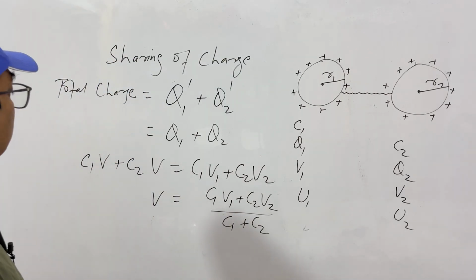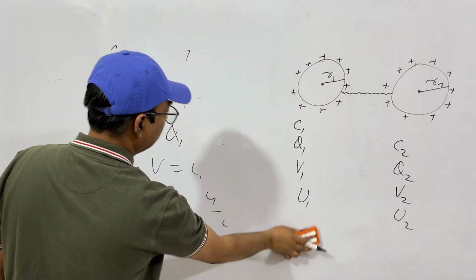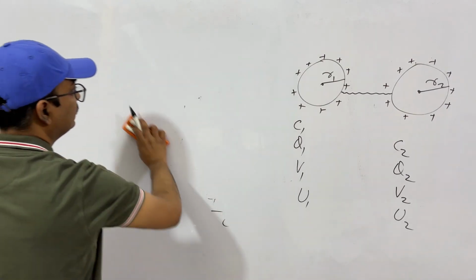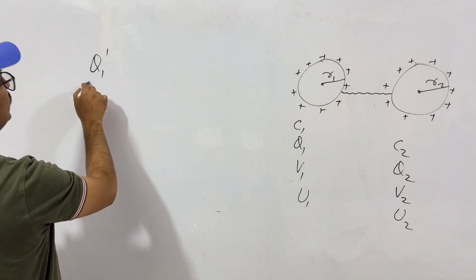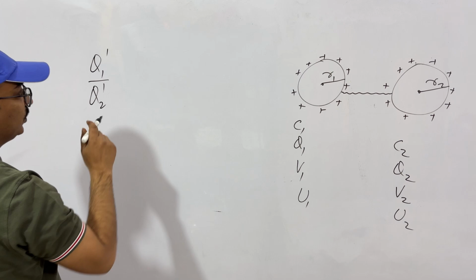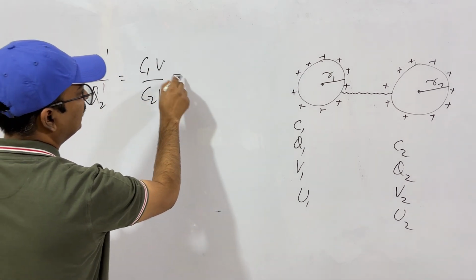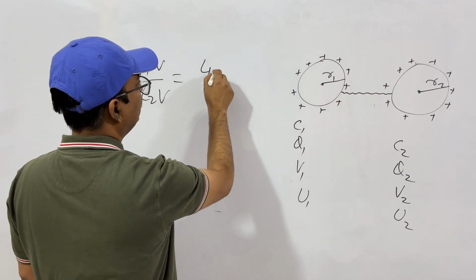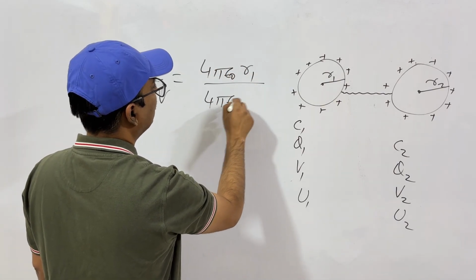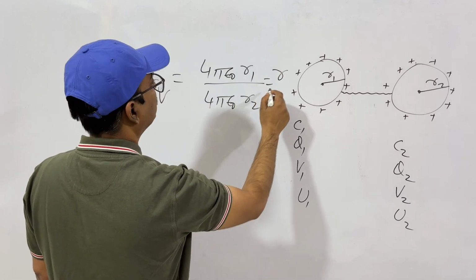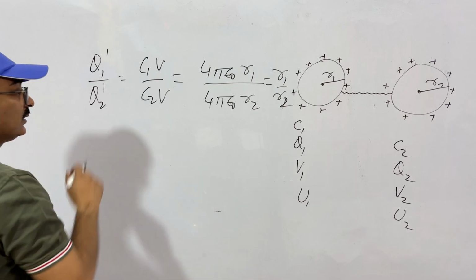Then let's see the second relation. Let's see some more relations. Second is, what will be Q1 dash by Q2 dash, the ratio. This you can write as C1V by C2V, that is C1 by C2, and C1 you have seen is 4 pi epsilon 0 R1 and C2 is 4 pi epsilon 0 R2. That is, Q1 dash by Q2 dash is R1 by R2. Okay, this is your second relation.